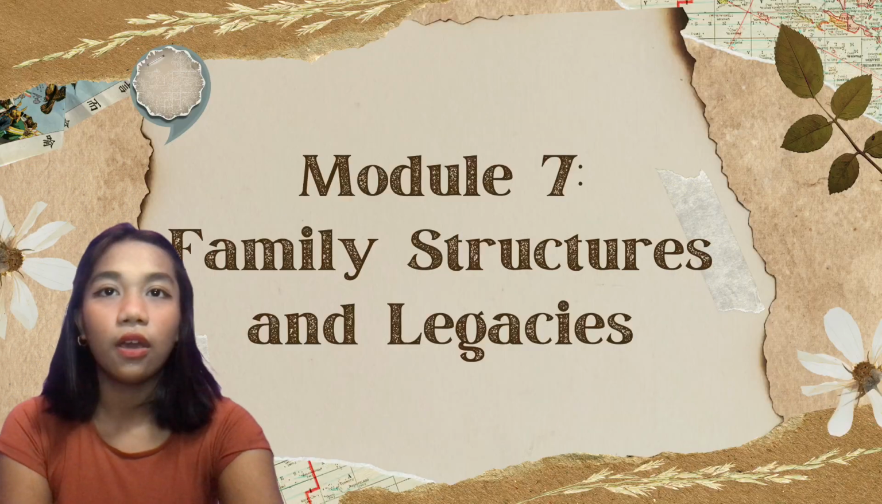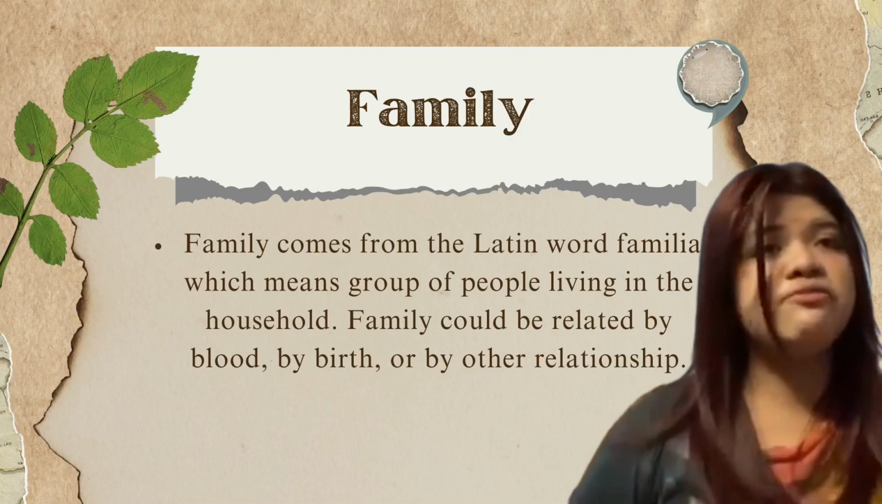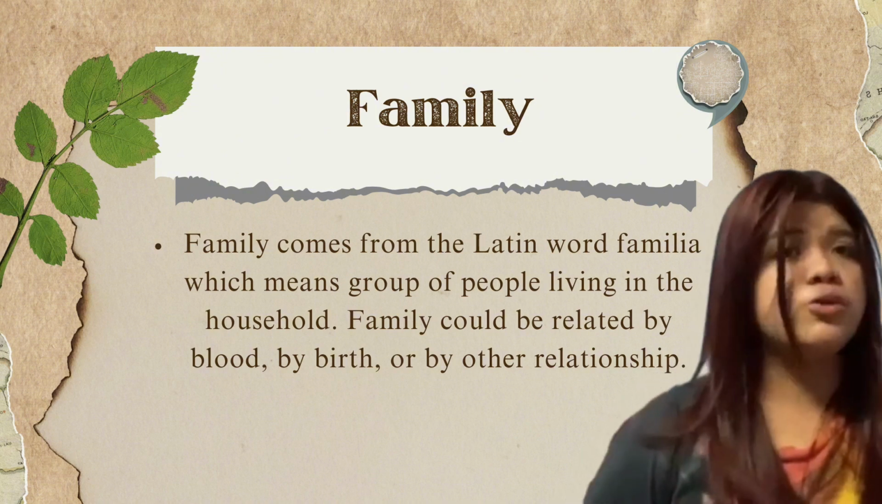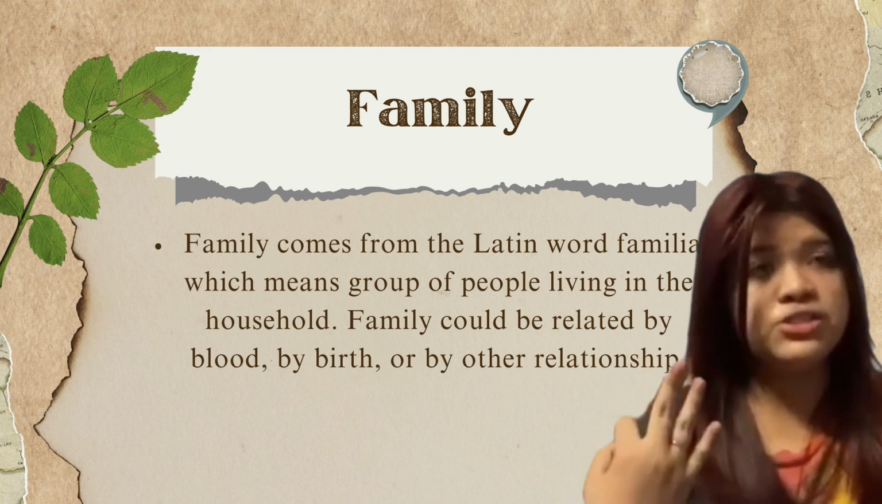For Module 7, we have the family structures and legacies. So, first, what is a family? Family comes from the Latin word familia, which means group of people living in the household. Family could be related by blood, by birth, or by other relationships.